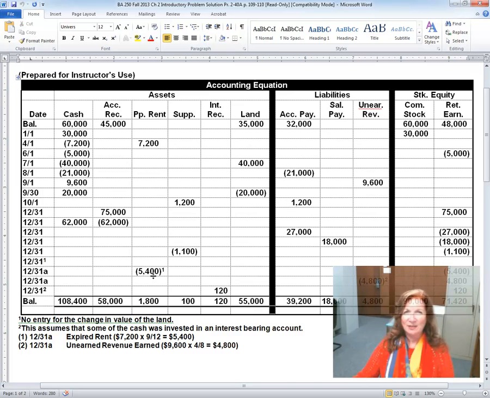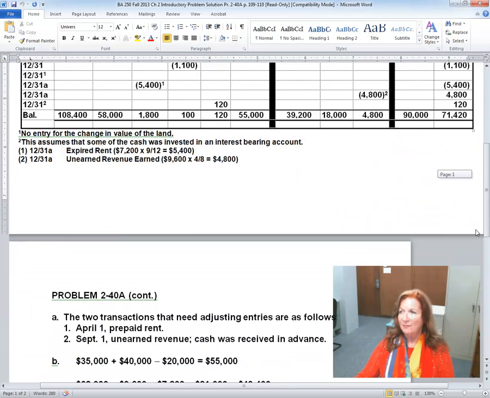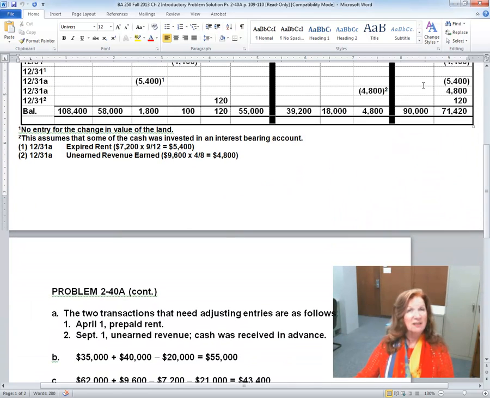I don't have that rent asset anymore. I've used it up. It's been consumed. But I do have $5,400 of rent expense that I need to recognize because I've been in that building. I've been using the space. I've consumed the asset. So the $5,400 negative to retained earnings for expenses and the $5,400 negative to prepaid rent, the asset, keeps the equation in balance. Two negatives on different sides of the equal sign, so the equation came down by $5,400.